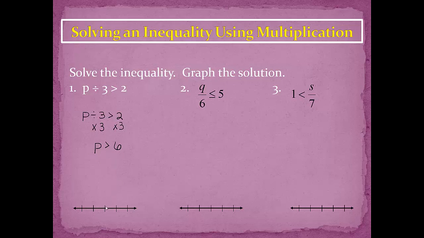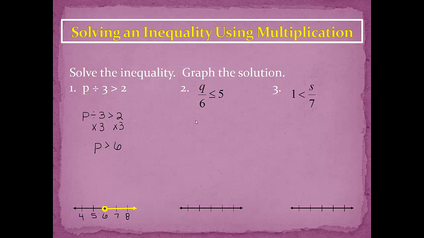Now I'll go ahead and write 6 on my number line, and to the right I can have 7 and 8, and to the left of 6, 5 and 4. Now I need to find 6 on the number line, and since my symbol is greater than, I will have an open circle at 6, and the numbers that are greater than 6 are the numbers to the right, so I will shade to the right.